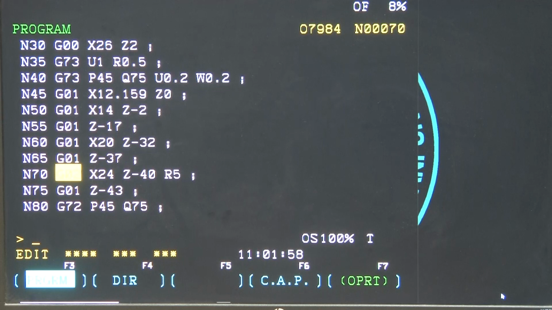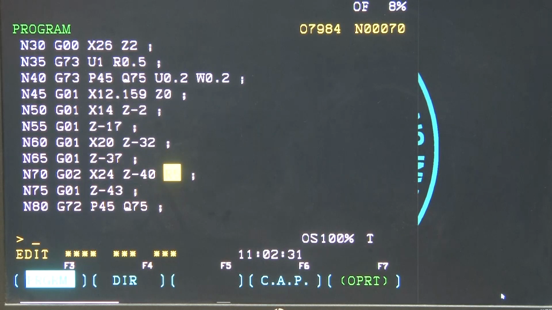Whether it is counterclockwise or clockwise is given by G02 or G03, and then the coordinates are given: X24, Z minus 40, and the radius is 5. Since this is G02, it is clockwise, so it will move in the clockwise direction with a radius of 5. The unit can be millimeter, as we are using the metric system, and the coordinate will be X24 and Z minus 40.